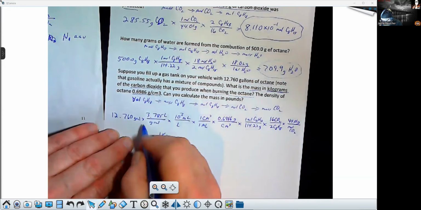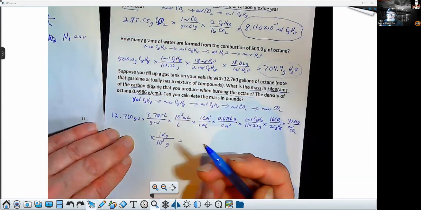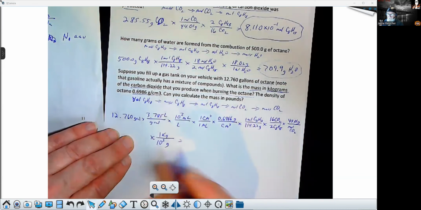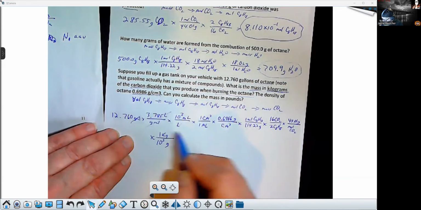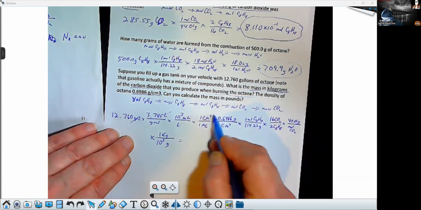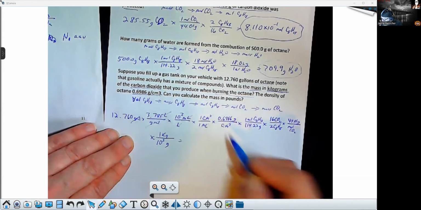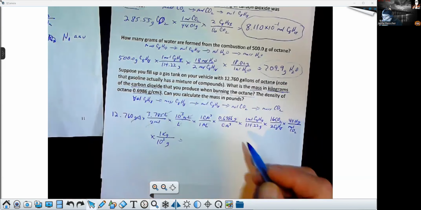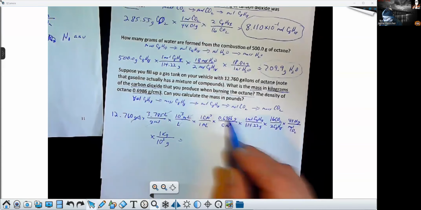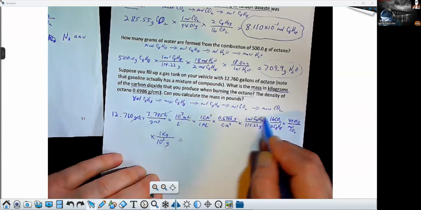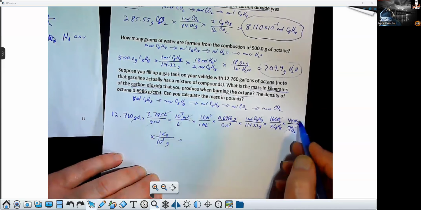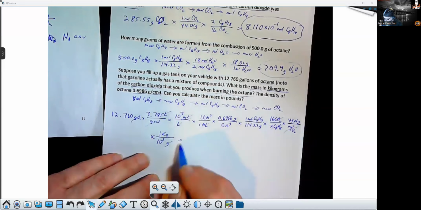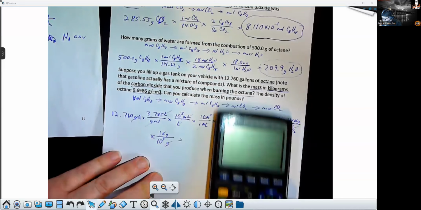So let's just see that we did it. Make sure before we do our calculation that we have our dimensional analysis correct. So gallons to gallons, liters to liters, mils to mils, cubic centimeters, grams to grams. Those are octane. Then moles of octane, moles of octane, moles of CO2, grams of CO2 to kilograms. All right, so it's all set up there.